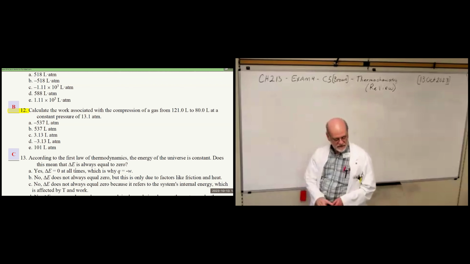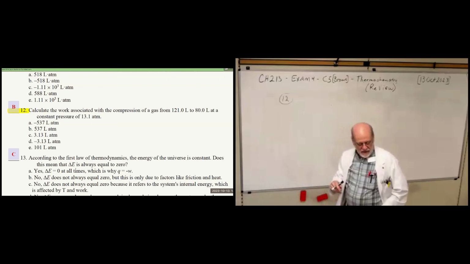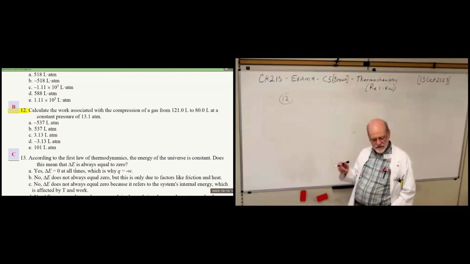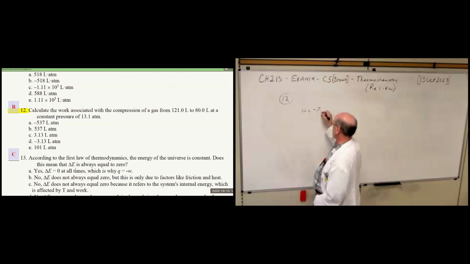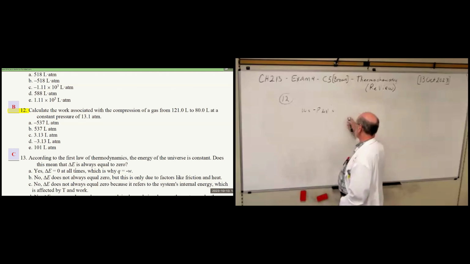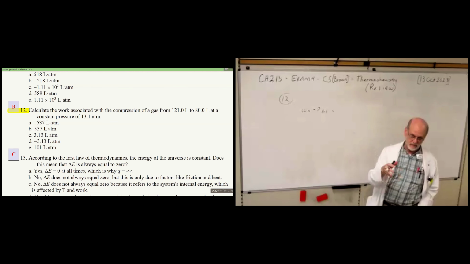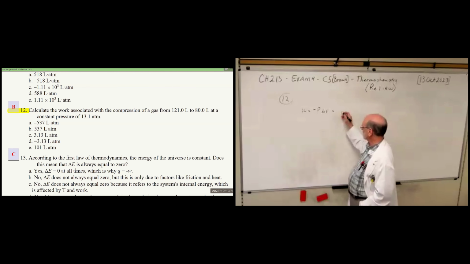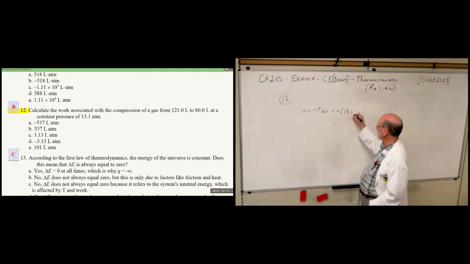All right, that's 712. Calculate the work associated with the compression of a gas from 121 liters to 80 liters at a constant pressure. Okay, this is a similar type of problem. Minus P delta V. In this case, it's even simpler because you don't have to convert liter atmospheres to joules. But you do need to know what to put in. See, negative. Pressure is constant at 13.1 atmospheres.